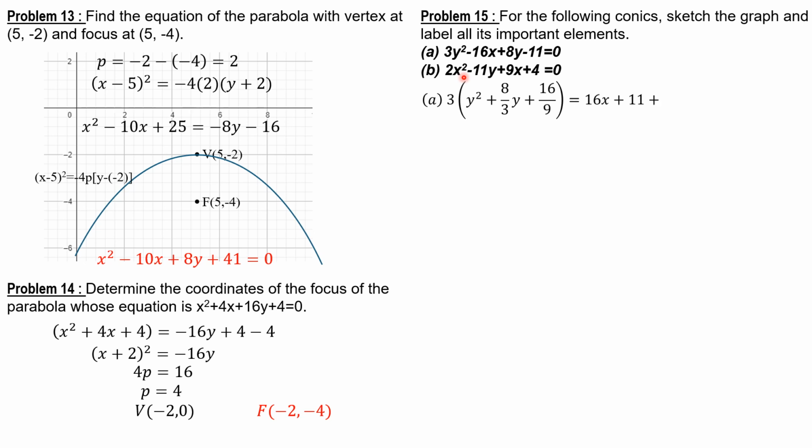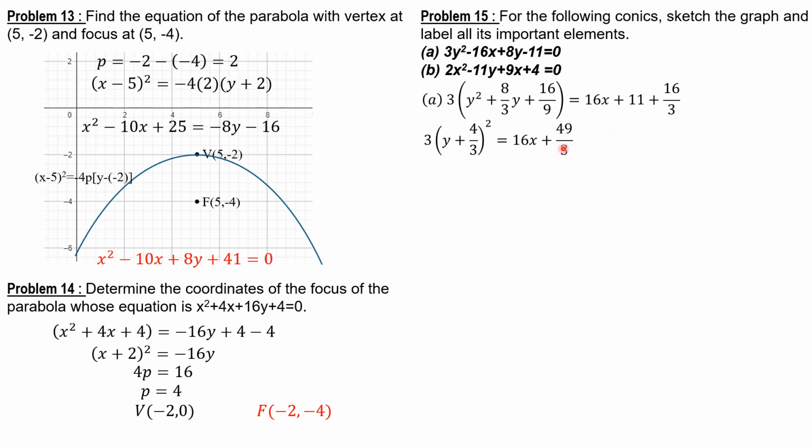For the first parabola, 3 times quantity y squared plus 8 over 3 y, because we factor out 3. Then 1/2 of 8 thirds is 4 thirds, and 4 thirds quantity squared is 16 over 9. Then transpose negative 16x to the right, so 16x. Then negative 11 to the right, plus 11. The new term added is 3 times 16 over 9, that's 16 over 3, so we also add 16 over 3 to the right of the equation. So this is 3 times quantity y plus 4 thirds squared equals 16x plus 49 over 3.